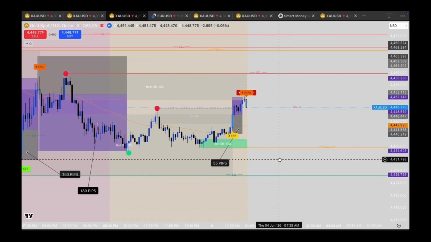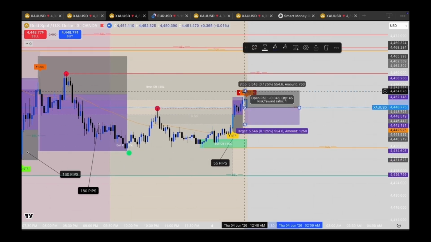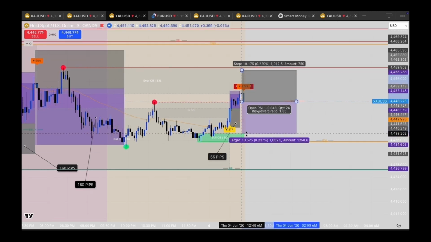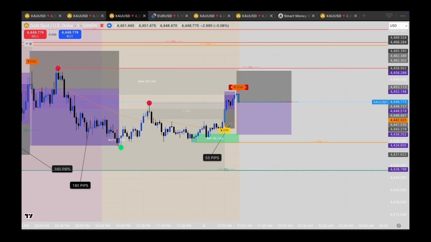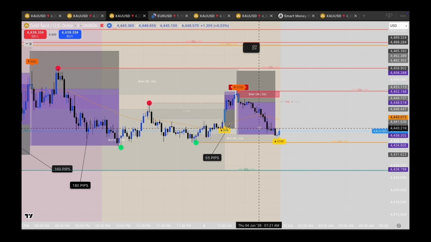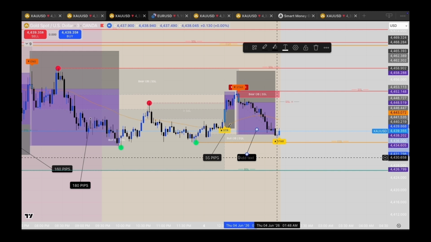Now let's continue. Our indicator has generated another signal. The setup looks clean and the confirmation is valid. Let's see how the market responds. Momentum builds and price rallies higher. This trade delivers approximately 100 pips. Another quality setup. Now let's move on.